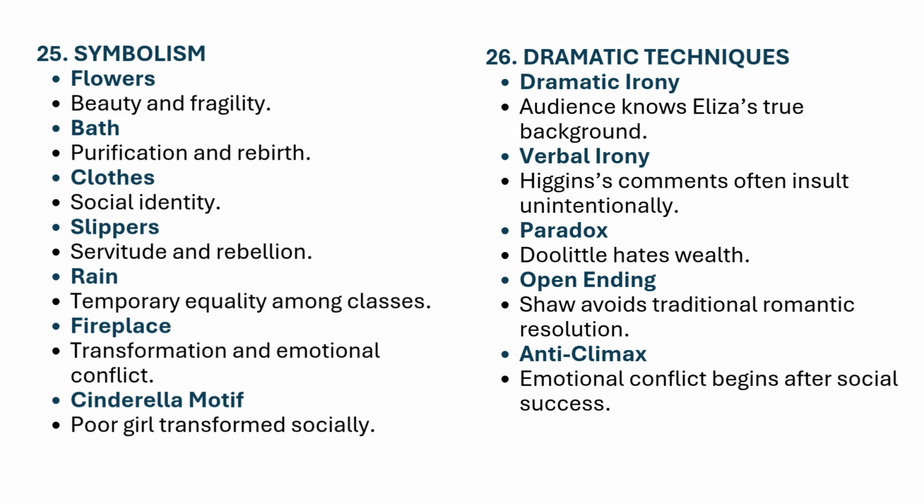Therefore, symbolism and dramatic techniques are essential to understanding Pygmalion. Through symbols such as flowers, baths, clothes, slippers, rain, and fire, Shaw explores themes of identity and transformation. Through irony, paradox, anticlimax, and an open ending, he challenges traditional dramatic conventions and encourages audiences to question society's assumptions about class, gender, and human worth.